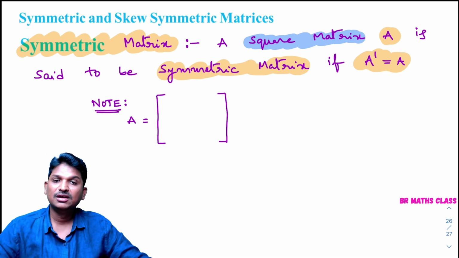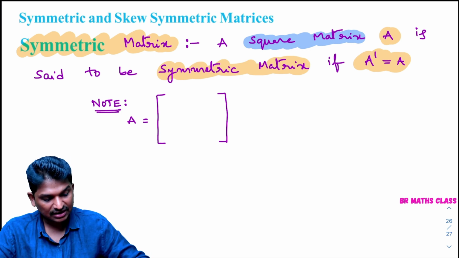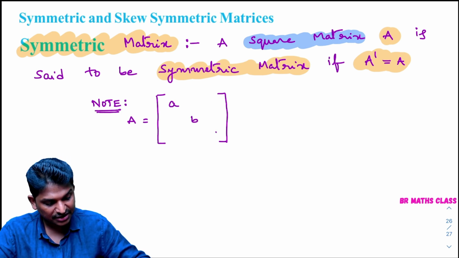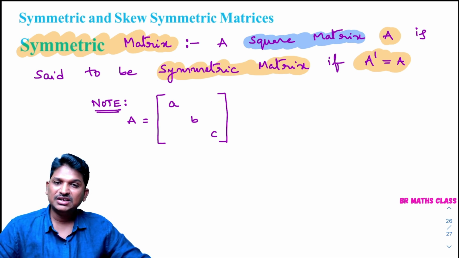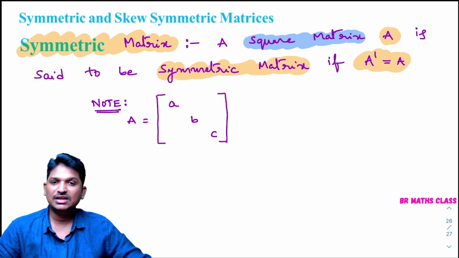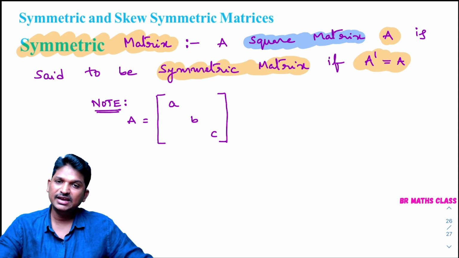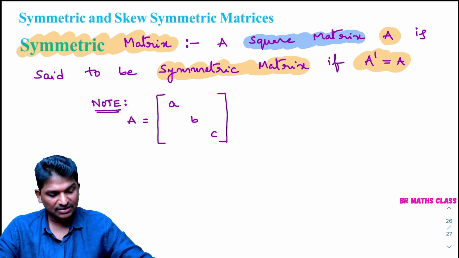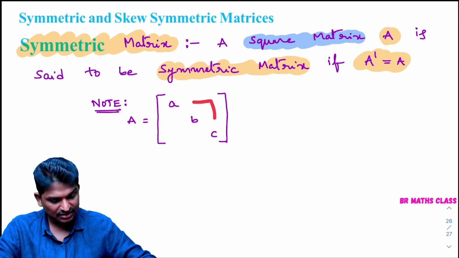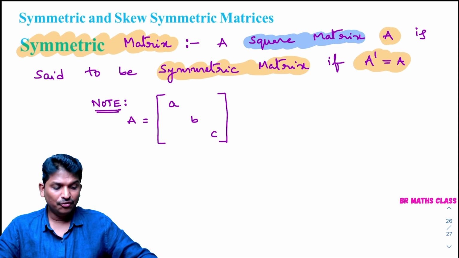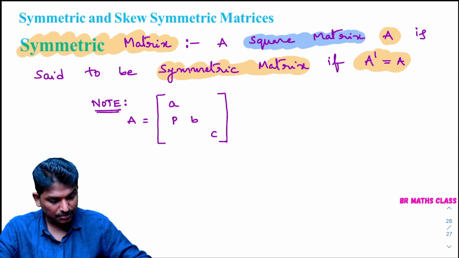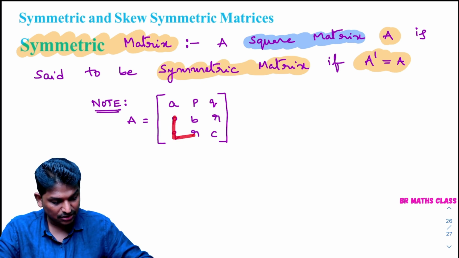See what way to write this symmetric matrix general pattern. Diagonal elements you write as per your wish. Like I'll write A, B, C. Diagonal elements you can write any three real numbers, like minus 1, 2, 3, 0, 1, 1 crore. Now please observe this order. Non-diagonal elements in a square matrix, for those elements you follow this order: P, Q, R. Please observe this pattern.